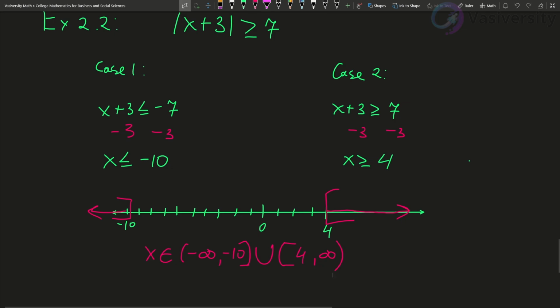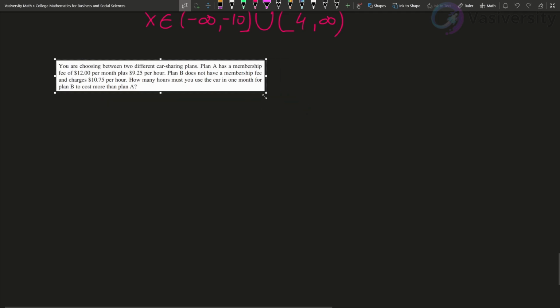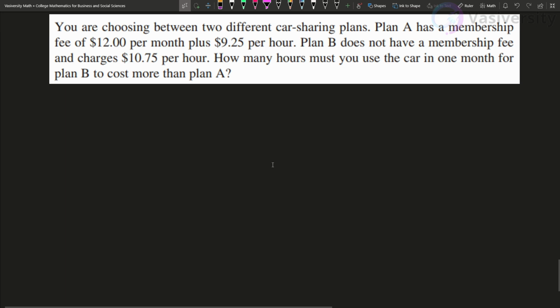Okay, so let's take a look at one of the applicational examples for the inequalities and equalities. You probably have seen similar examples or have encountered them in previous classes, but let's take a look at this one. So you are choosing between two different car sharing plans. Plan A has a membership fee of $12 per month plus $9.25 per hour. Plan B does not have a membership fee and charges $10.75 per hour. How many hours must you use the car in 1 month for Plan B to cost more than Plan A?